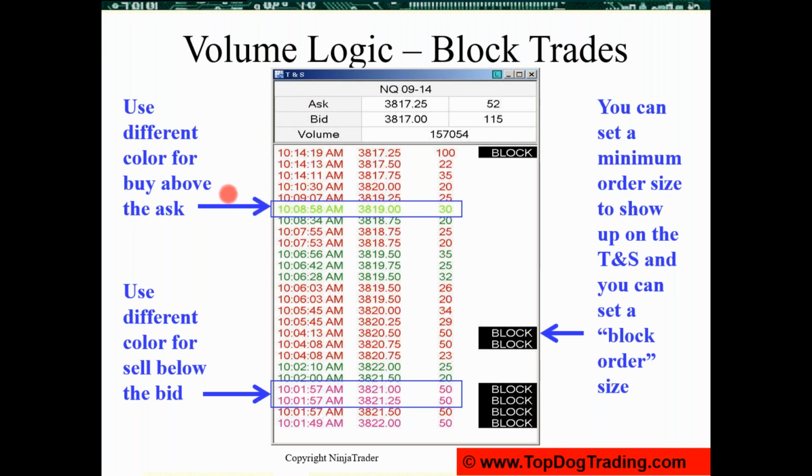So you can color code on NinjaTrader. Mine's lime instead of green if the buy is filled above the ask. So very aggressive buy, right? Or I've got mine magenta instead of red. Kind of hard to tell the difference there, but there is a little difference. If the sell is below the bid.